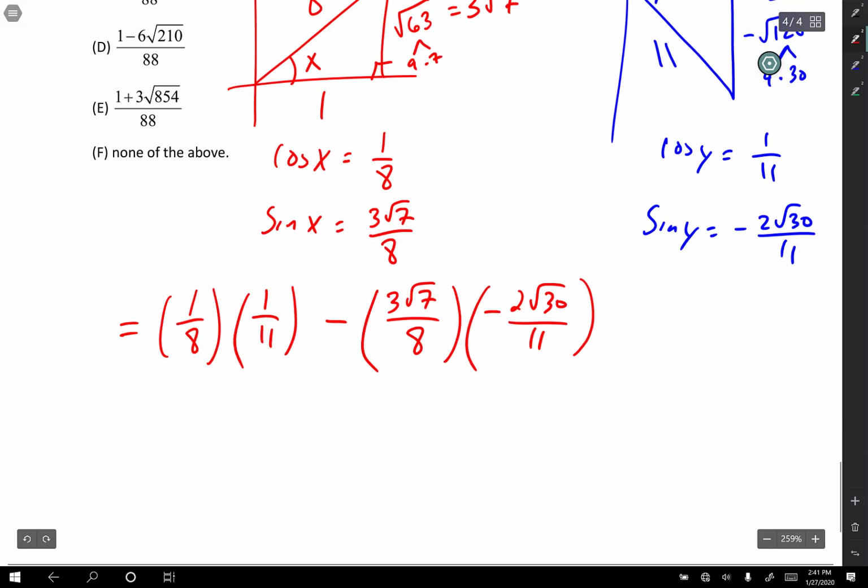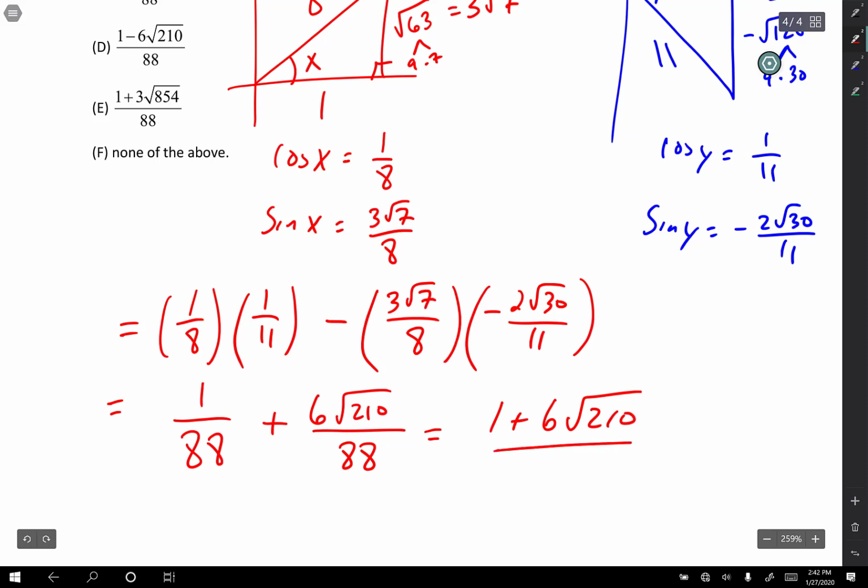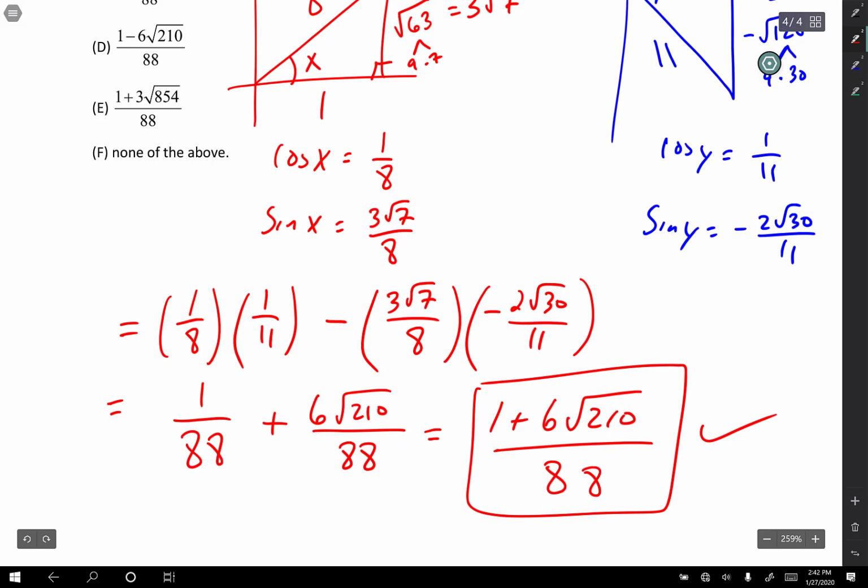Chavez, I need a calculator. No, you don't. What is 8 times 11? 88 minus, let's see, negative times a negative is a positive. So I see 3 times 2 is 6. 7 times 30 is 210. And over 88. The denominator is the same. 1 plus 6 square root of 210 all over 88. Look at that. We did it without a calculator. And you can too.